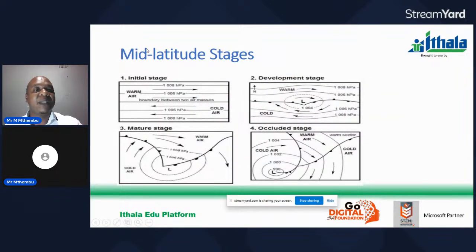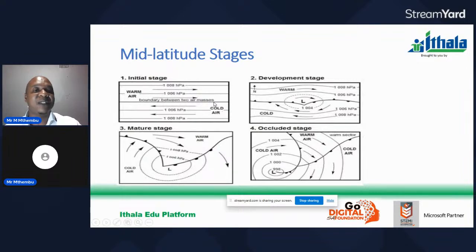Okay, let's look at the mid-latitude cyclone stages. We have 4 stages. The first one is the initial stage, the second is the development stage, the third is the matured stage, and the last one is the occluded stage. The most important stages in your grade 12 exam are the matured stage as well as the occluded stage. So let's look at the initial stage when a mid-latitude cyclone is developing.